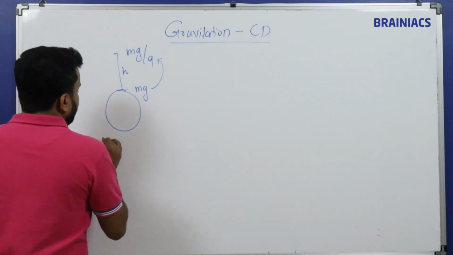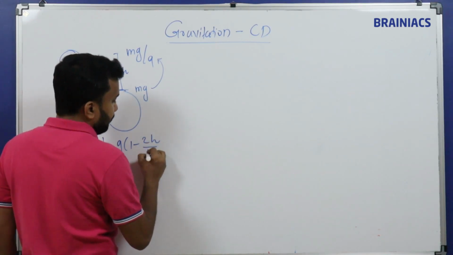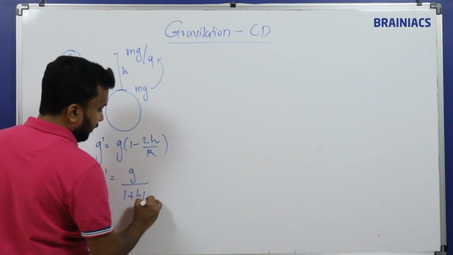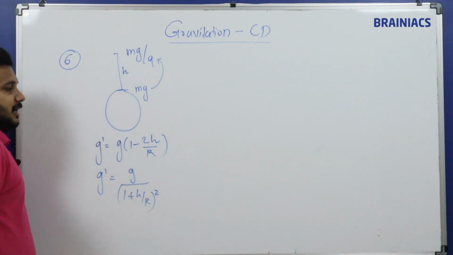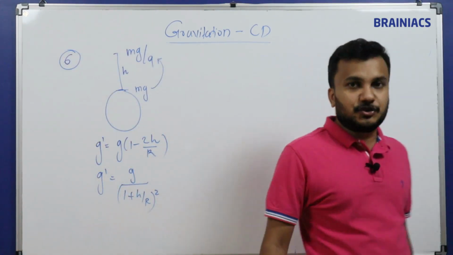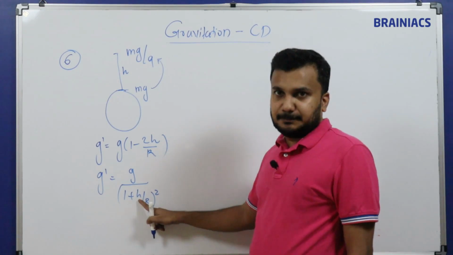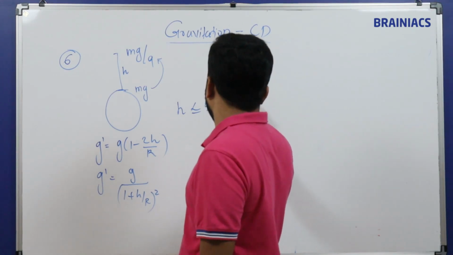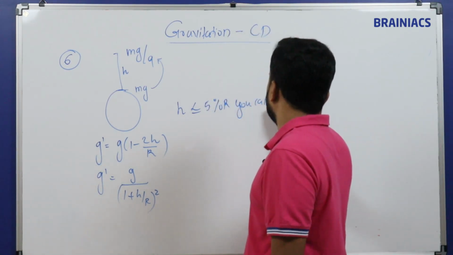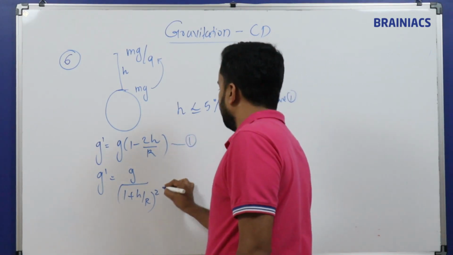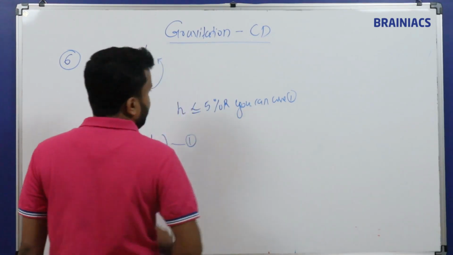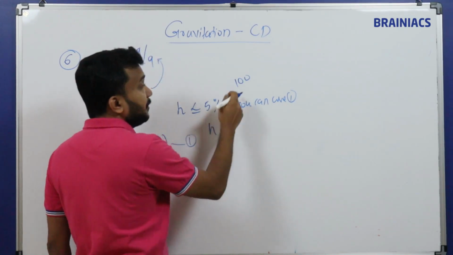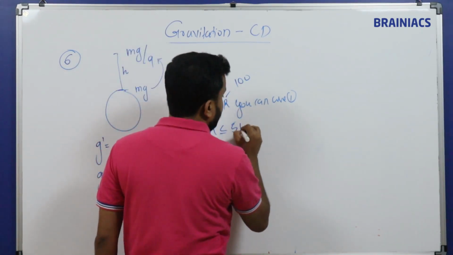So how many formulas do we have? g' is equal to g into 1 minus 2h by R, and g' is equal to g into (1 plus h by R) the whole square. So which formula do I have to use? This is the main confusion for students. Normally, if the h value is less than or equal to 5% of R, you can use equation number 1, otherwise equation number 2. For example, if R is equal to 100, then h should be less than or equal to 5% of 100, which is 5.